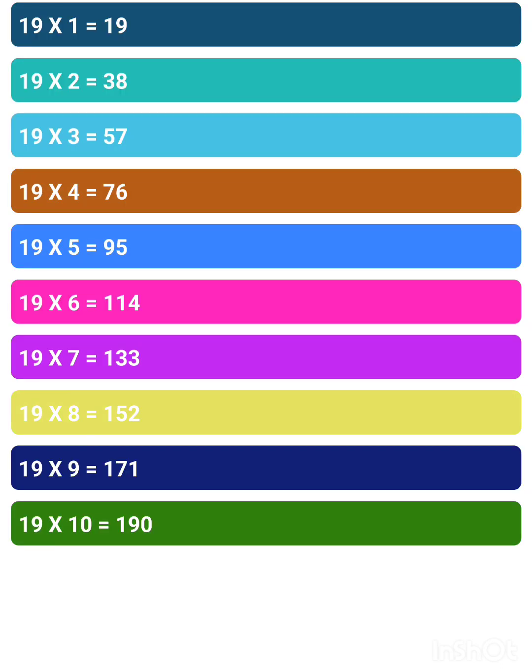Table for 19. 19 ones are 19. 19 twos are 38. 19 threes are 57. 19 fours are 76. 19 fives are 95.